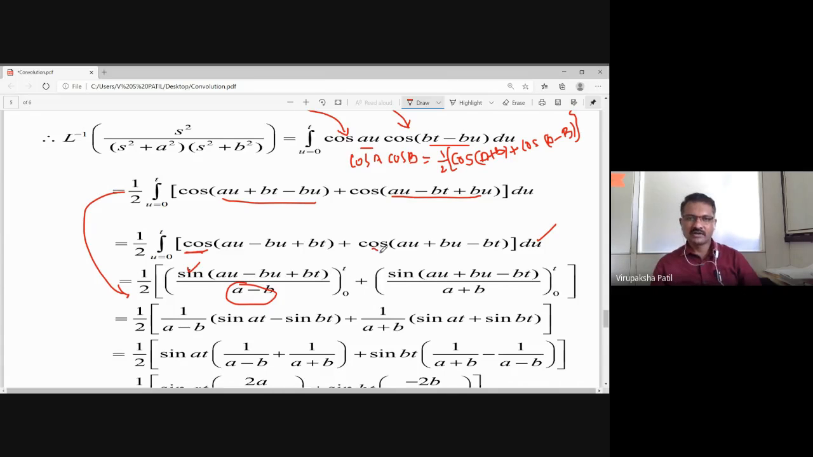Next, again cos integration is sine, angle is au plus bu minus bt. So if you integrate with respect to u, the coefficient becomes here a plus b. Therefore integration of this becomes sine of au plus bu minus bt divided by a plus b, limits are u is equal to 0 to t. Is that clear?